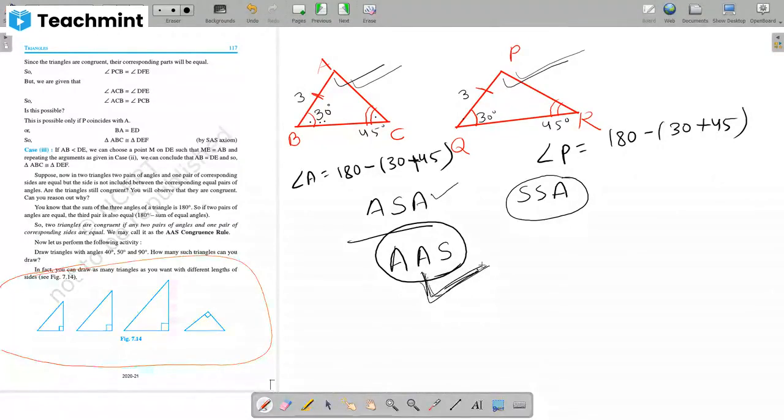Yes, ma'am. Why this SSA is not a congruency rule, but angle angle side is a congruency rule, this is the reason behind it. So whenever you go for any interview after 12th, nobody is going to ask you to prove the angle side angle congruency criteria. They will ask you these types of questions. Why this is not a congruency criteria, but this one is the congruency criteria.